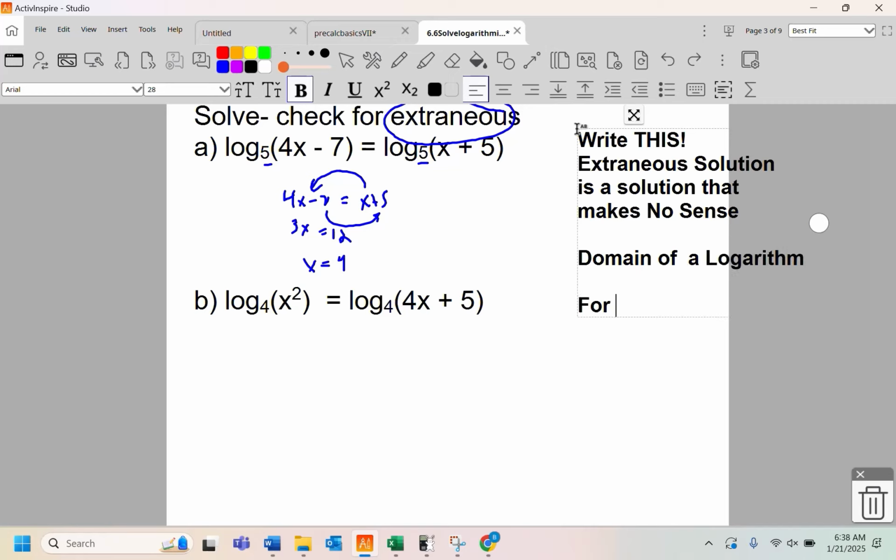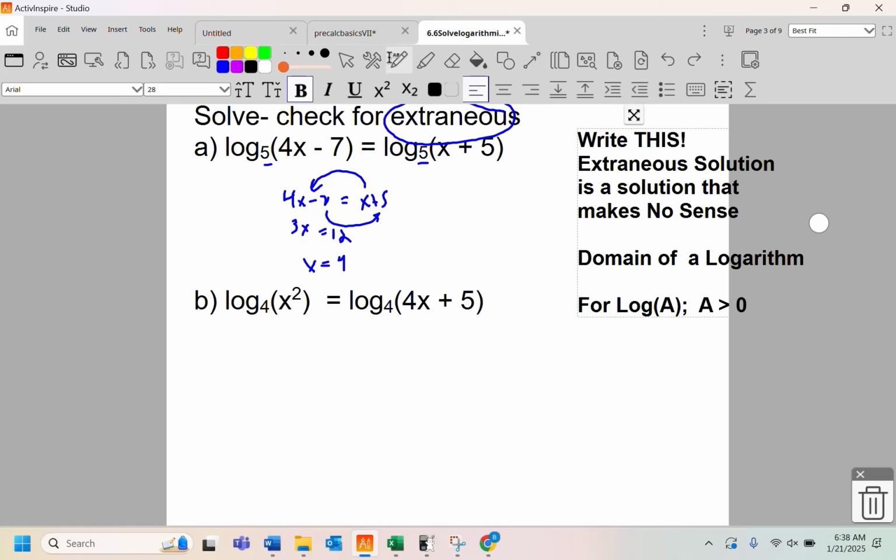All right, so for a log, ln, doesn't matter what the base is. For a logarithm with argument a, the argument is bigger than 0. You need to write that. You need to know that.